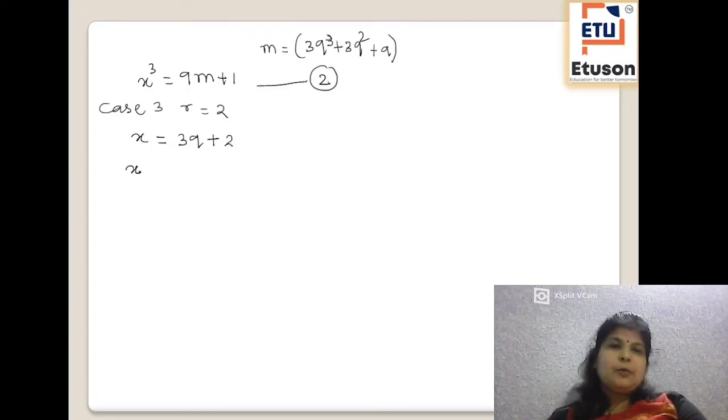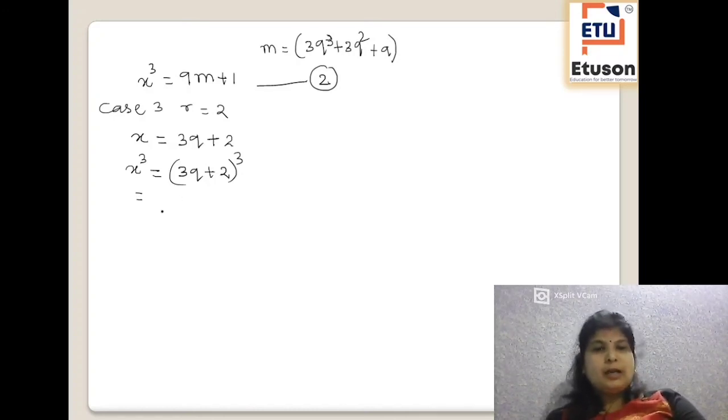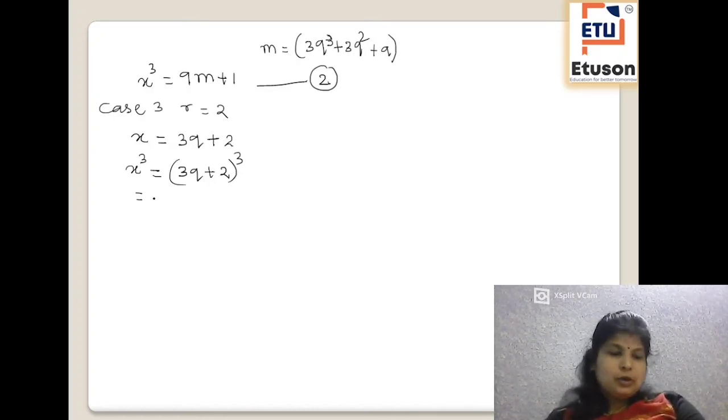Again find out the cube of this. x cube is equal to 3q plus 2 whole cube. So that is the same formula, a plus b whole cube. So 3 cube is 27q cube, then 3a square b gives 54q square, then 3ab square gives 36q, plus b cube, and the cube of 2 is 8.